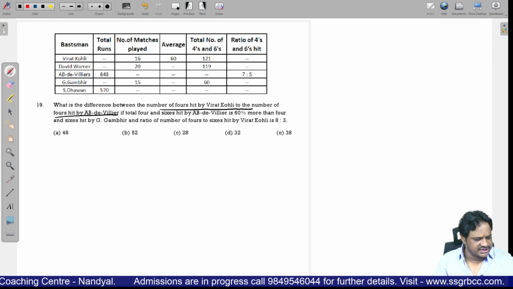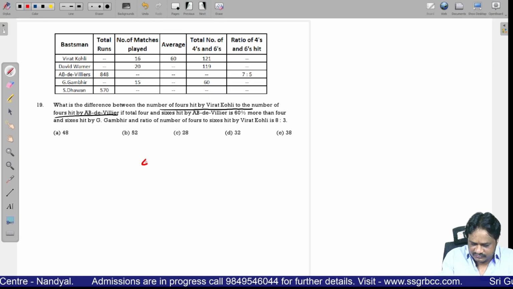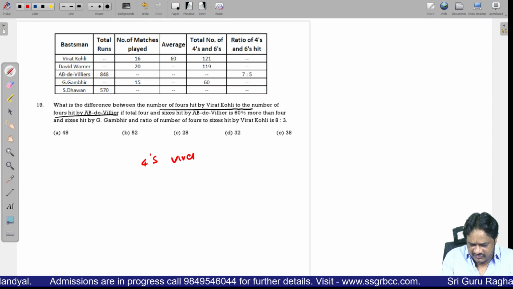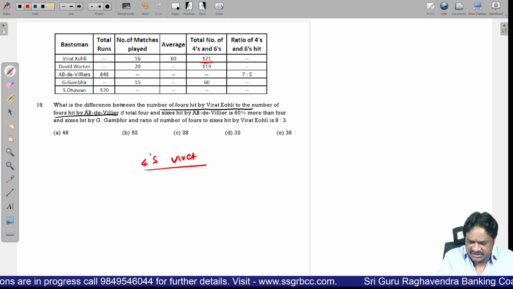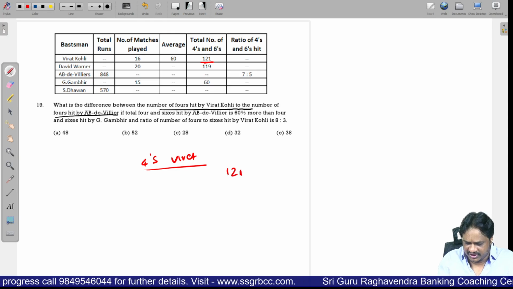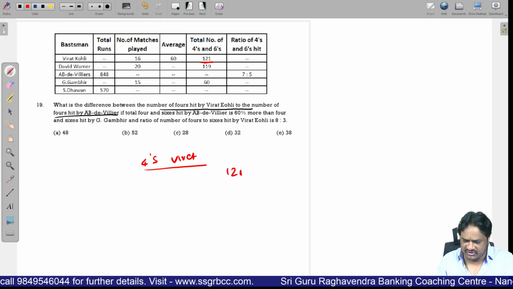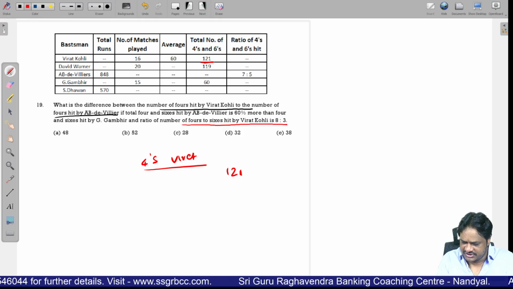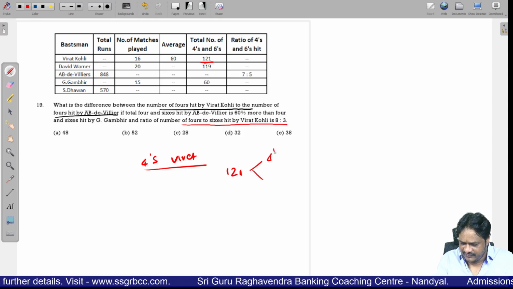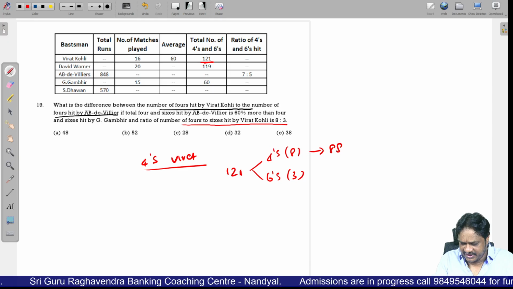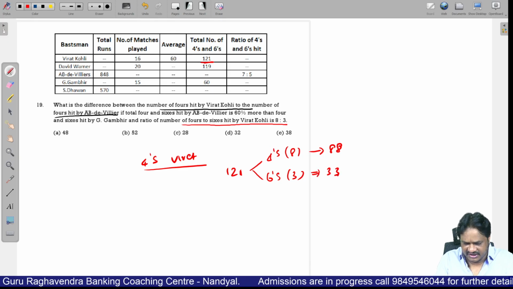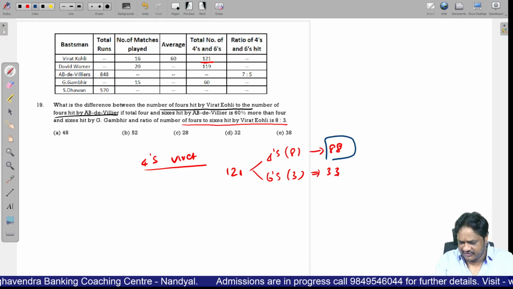First, let us take Virat Kohli's fours. Let us calculate that one first. Virat Kohli is hitting 121 boundaries. The ratio of the fours and sixes hit is 8 is to 3. What is 8 plus 3? 11. So 121 by 11 is 11. It is 88, it is 33. That means he is hitting 88 fours.